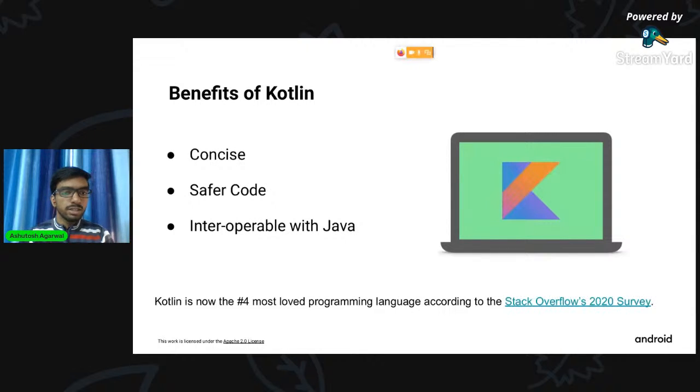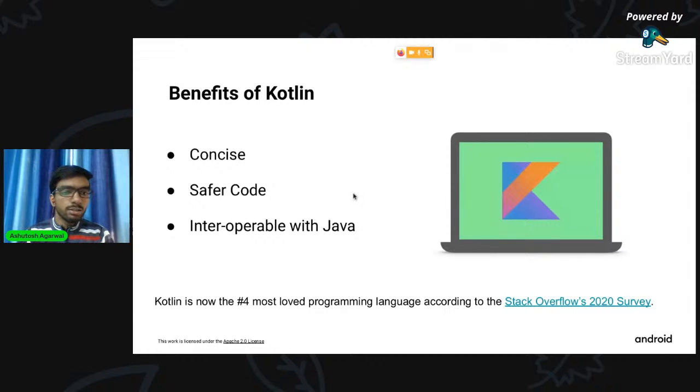And the second benefit is safer code. What do you mean by safer code? Kotlin prevents many types of errors which happen in other programming languages. You must have heard about the null pointer exception. It's a very common error in Java which occurs whenever we use a variable which has not been initialized. That is prevented very well in Kotlin.